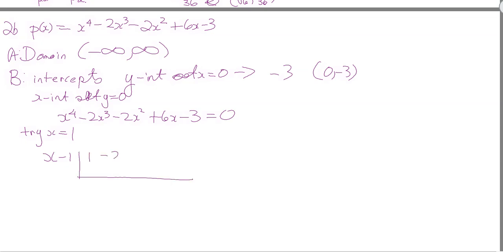What do we got? 1, negative 2, negative 2, 6, negative 3. All right, so what do we do? Bring that down. We get negative 1, negative 2 minus is negative 1, which is 1, which is negative 3, which is 3, which is 3, which is negative 3, which is... well, it worked.